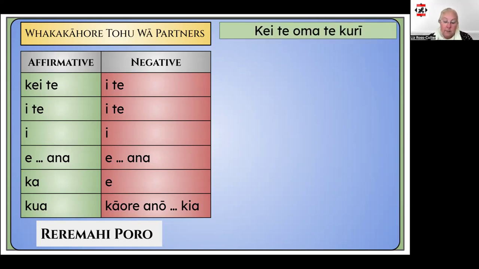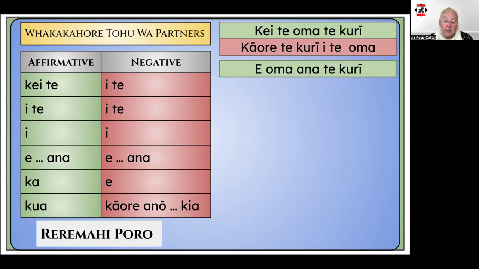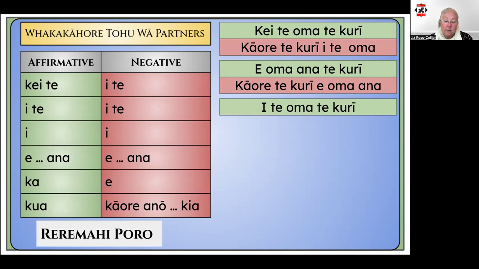Kei te oma te kuri, the dog is running. Kaore te kuri i te oma. The dog is not running. He oma ana te kuri, also meaning the dog is running. Kaore te kuri e oma ana. I te oma te kuri, the dog was running. Kaore te kuri i te oma, the dog wasn't running.